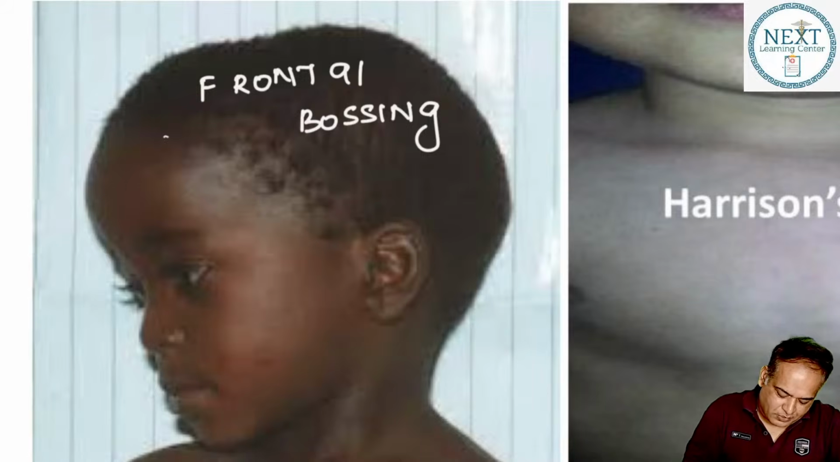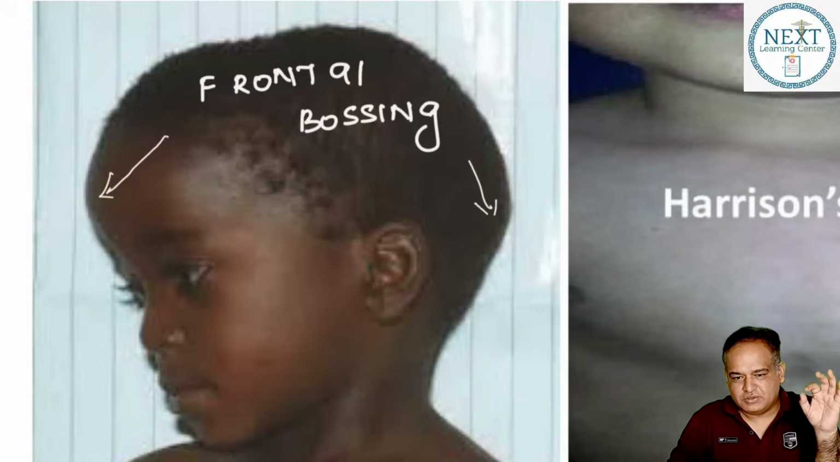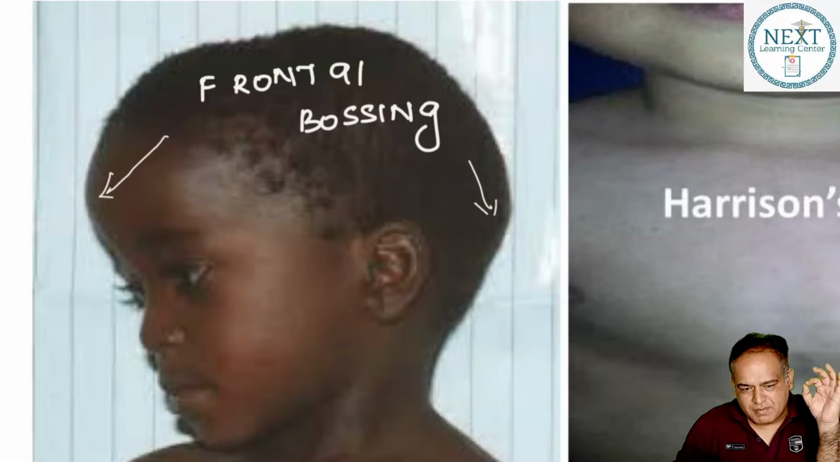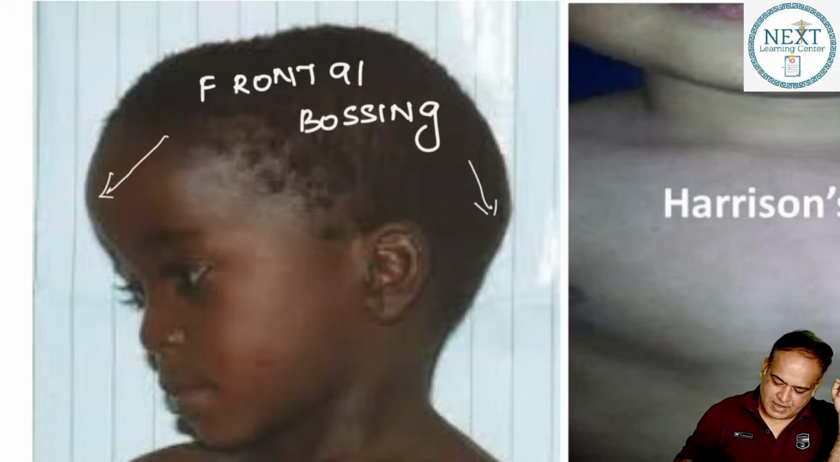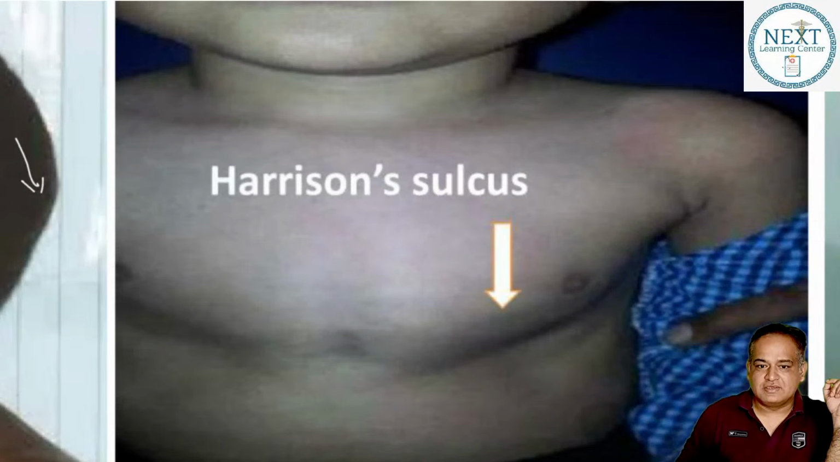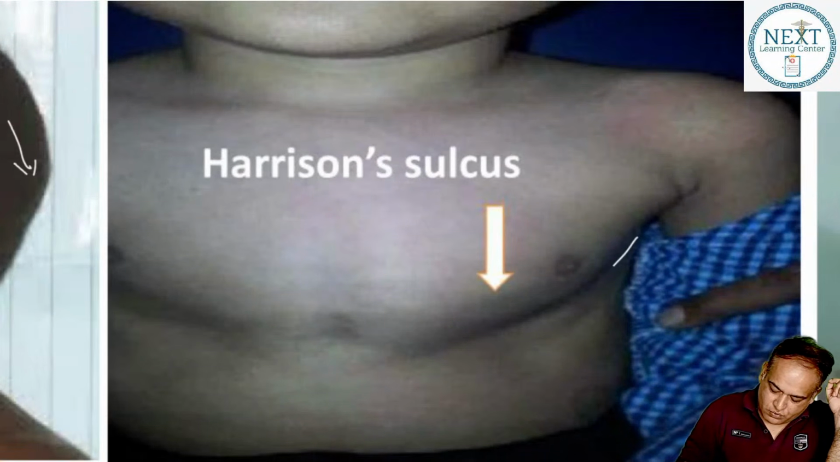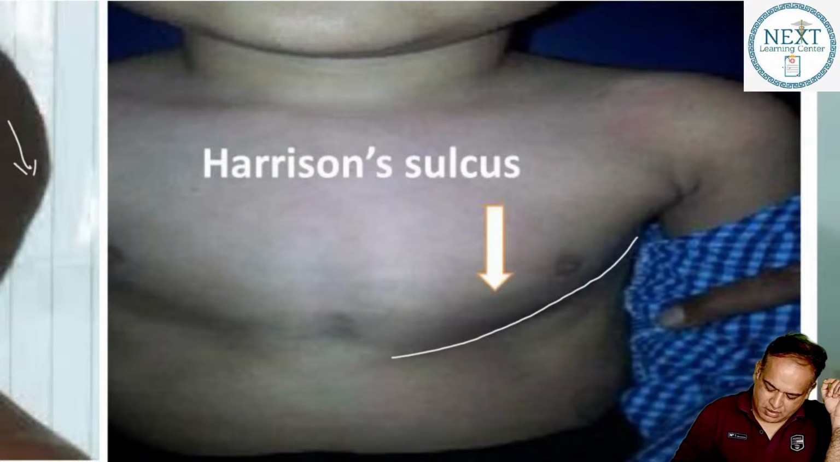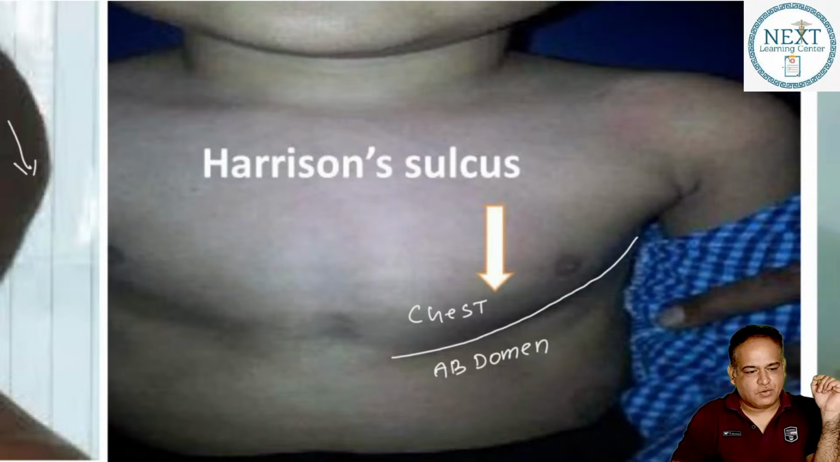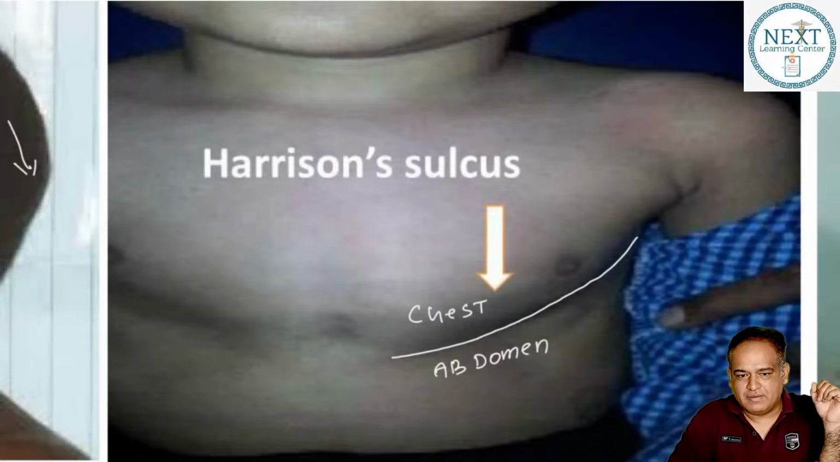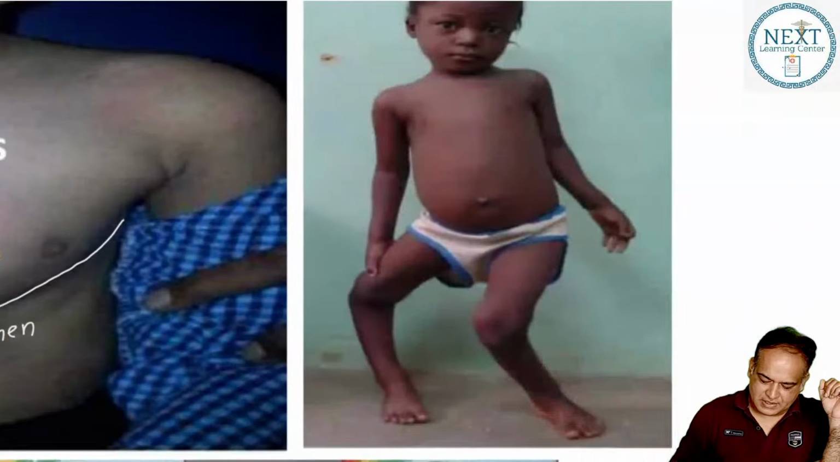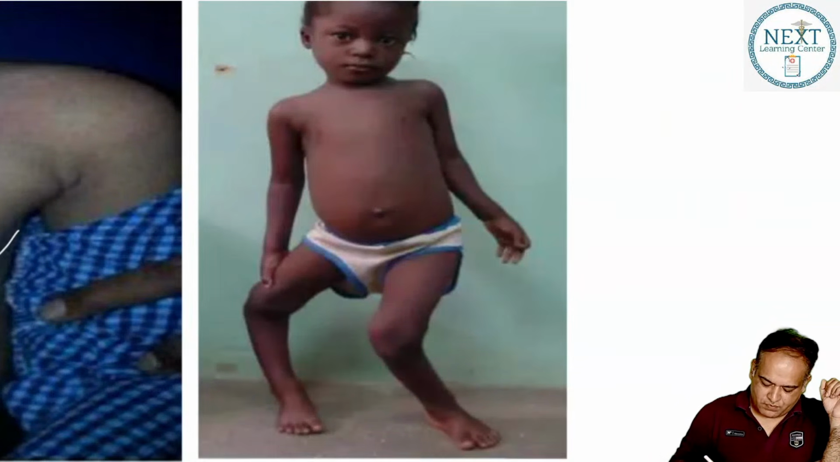Right, so frontal bossing, you see the skull is being distorted. These are all the important images which they might ask you in the topic of orthopedics and pediatrics, right? Next is Harrison sulcus. You see there is a groove, a line-like structure between chest and abdomen. Harrison sulcus, Harrison groove, whatever you want to call it.